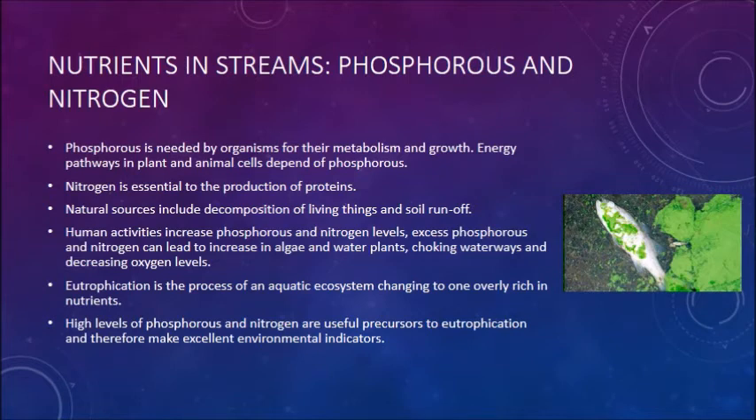So, if we're detecting high levels of phosphorus and nitrogen, then that's a precursor to eutrophication. So that makes these excellent environmental indicators. If we're monitoring phosphorus and nitrogen, then we can hopefully prevent eutrophication because we're monitoring these things.